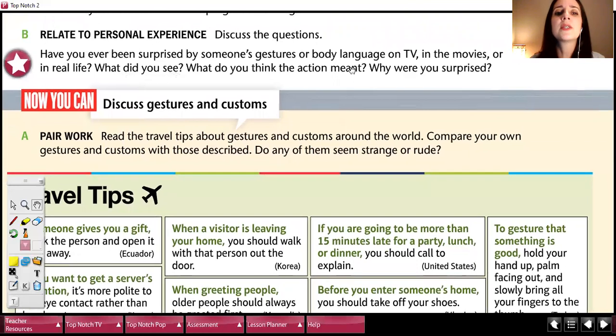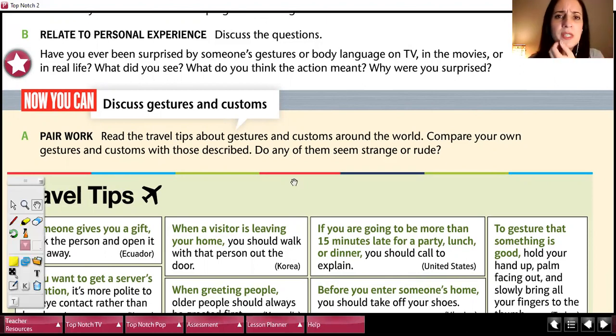Okay, let me ask you something. Have you ever been surprised by someone's gestures or body language on TV, in the movies, or in real life? What did you see? What do you think the action meant? Why were you surprised? So let's analyze these questions. Have you ever been surprised? So I'm using this question here in the present perfect to know about your life. So I'm using ever. Have you ever been surprised by? When we are surprised, we are surprised by someone or by something.